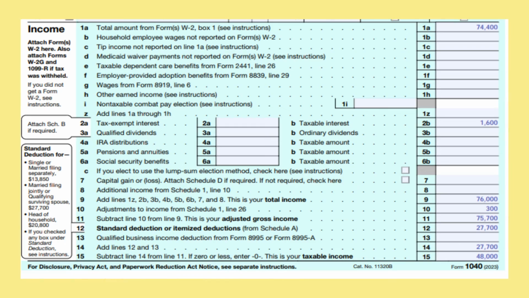On line 14, add lines 12 and 13 together, which will be $27,700 as you do not have a qualified business income deduction. On line 15, subtract line 14 from 11 to arrive at $48,000 for your taxable income.